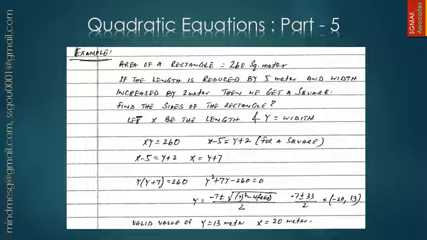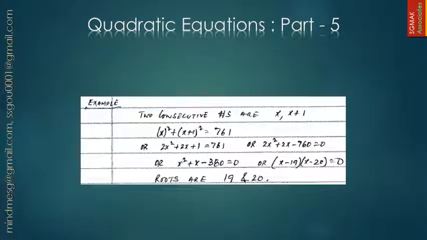Roots are minus 20 and 13. Minus 20 is inadmissible, since we're talking about the width of a rectangle. So the width is 13 and the length is 20 meters. The value minus 20 is discarded because the length or the width cannot be negative. Let's look at the next problem.